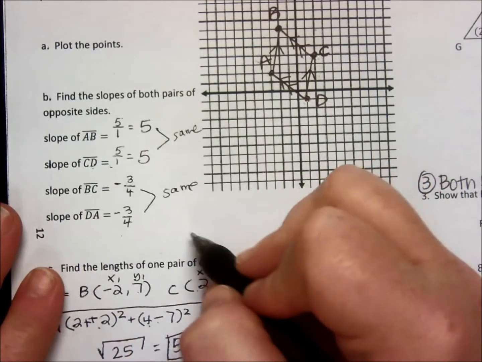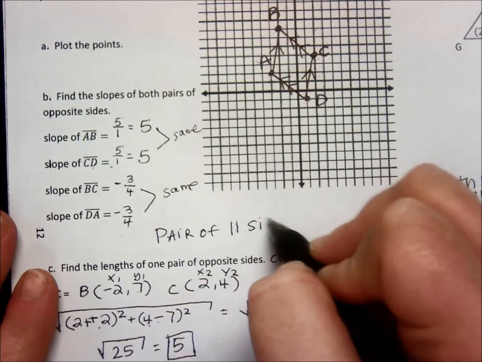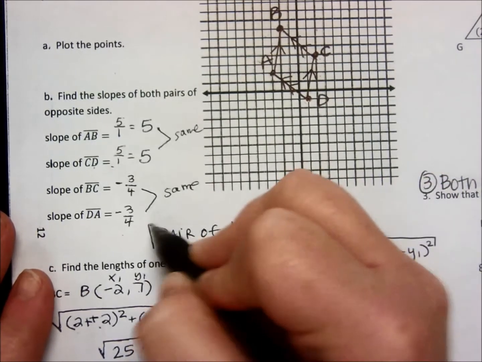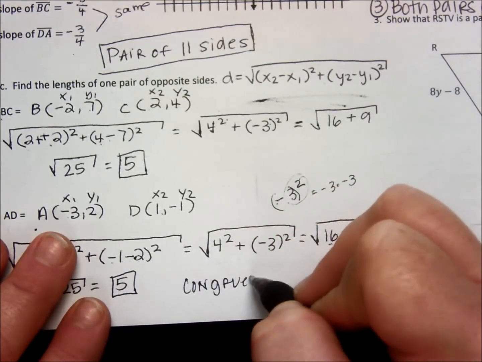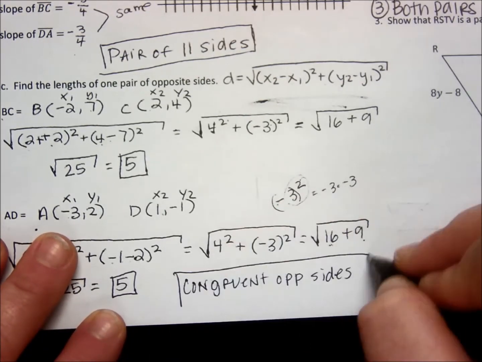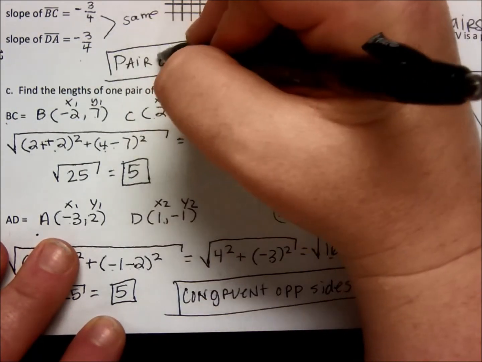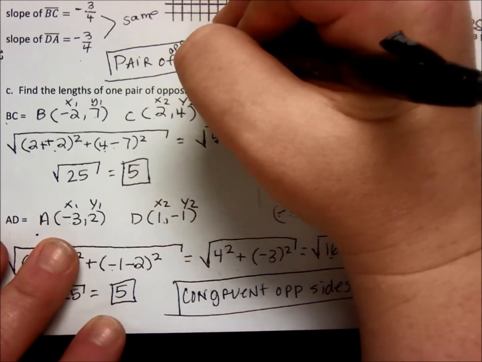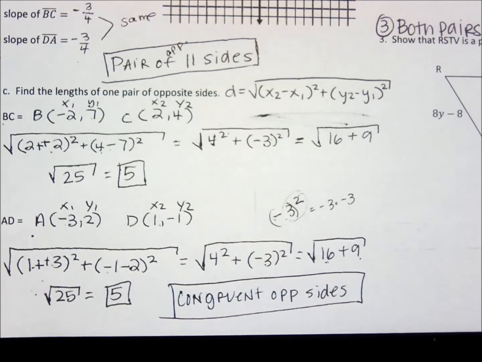So I was able to prove that I have a pair of parallel sides, and that same pair of parallel sides were also congruent sides. Congruent opposite sides, and parallel opposite sides. So I can say that this figure is a parallelogram. So let's move on to the next one.